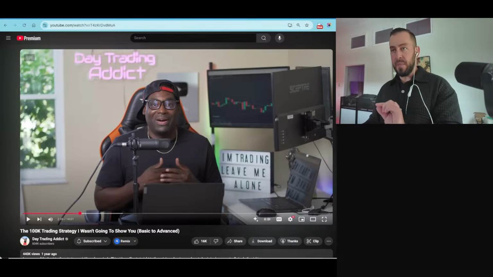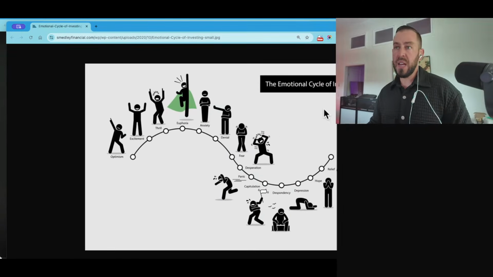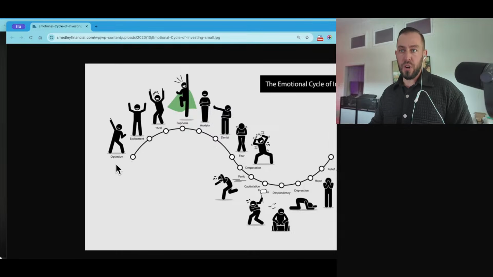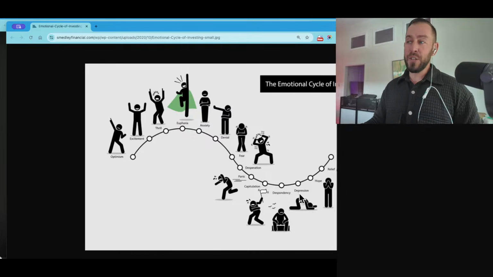An easier way to think about this is the emotional cycle of investing or trading. Notice we go through this emotional roller coaster, starting with optimism, all the way up to euphoria, getting more intense, peak euphoria, then soon turning into anxiety, and then we start the drop all the way down to desperation, capitulation or giving up, panic, despondency. You ever felt like that trading? And then depression. And notice after depression comes hope, relief, optimism, and the cycle starts over.